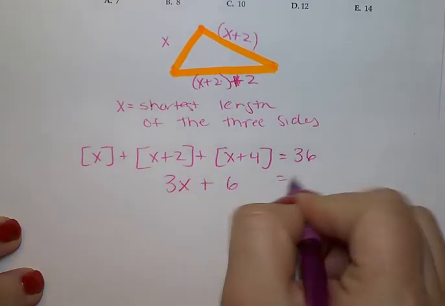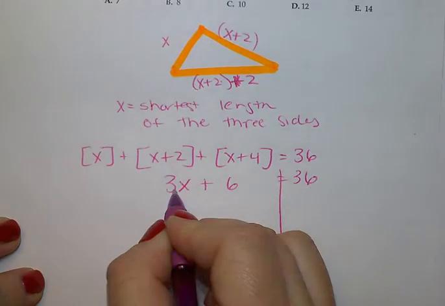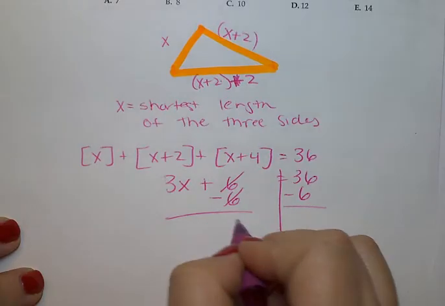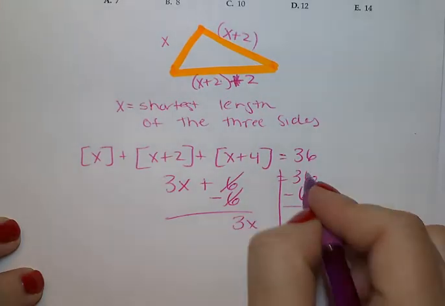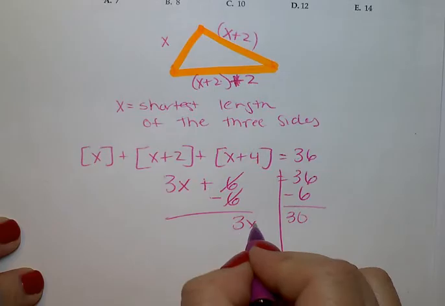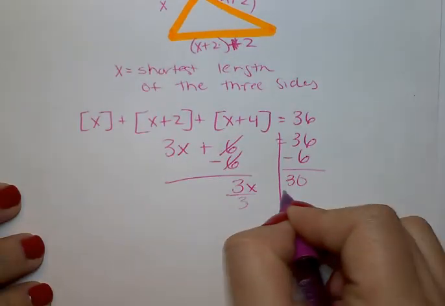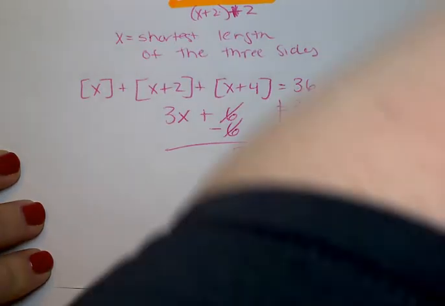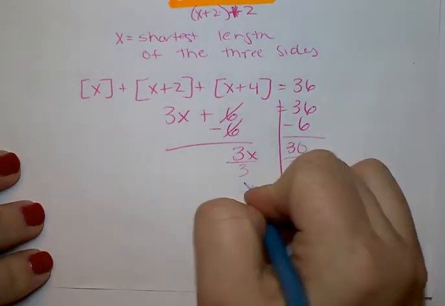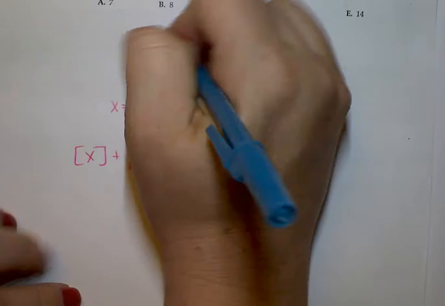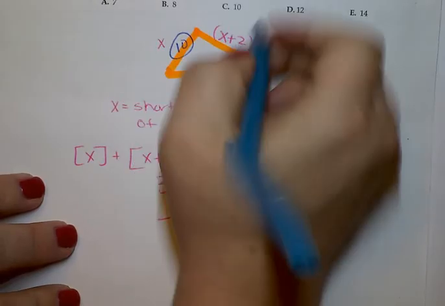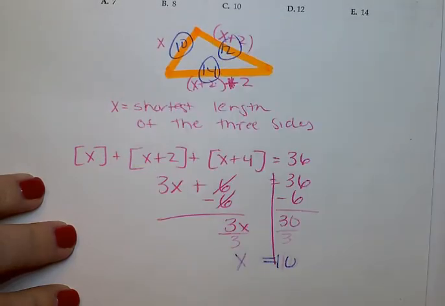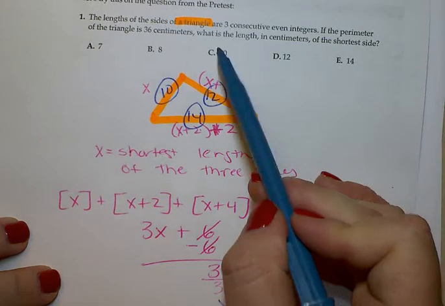I'm going to isolate the x by first doing the additive inverse, canceling out the 6's, bringing down the 3x, subtracting to get 30. The opposite of multiplying is dividing, and x equals 10. So x is 10, that means this length is 10, 10 plus 2 is 12, and 10 plus 4 is 14. Let's go back to the question. The question says, what is the length of the shortest side? The shortest side would be 10 centimeters.